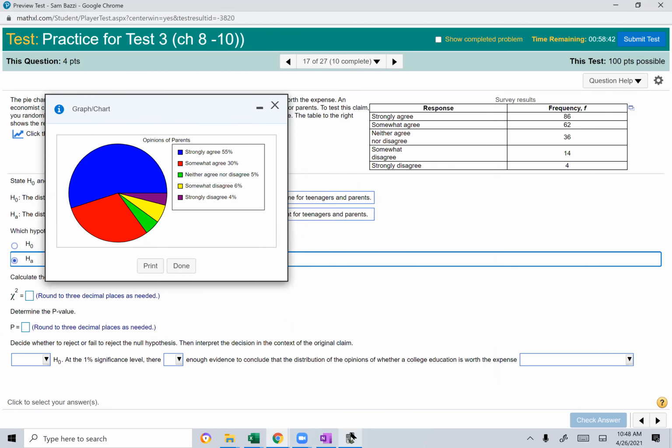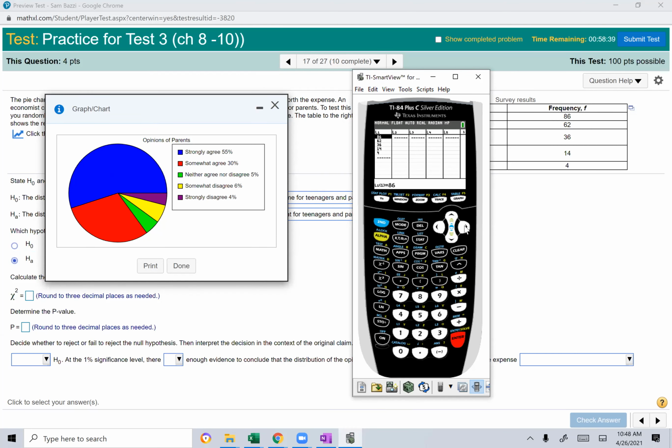He says 202 teenagers. Okay, so here, guys, the first one will be 0.55 times 202. And then strongly agree, 30%, so you do 0.3 times 202. And the next one, 5%, 0.05 times 202. The next one is 6%, 0.06 times 202. And the last one, 4%, 0.04 times 202.